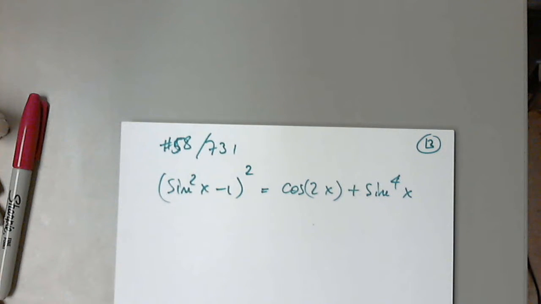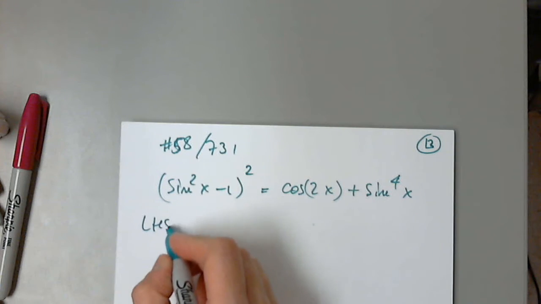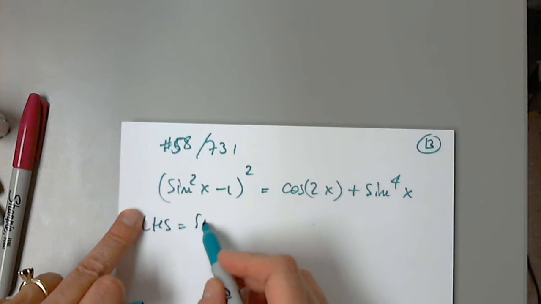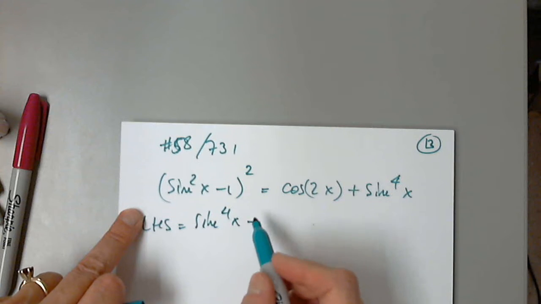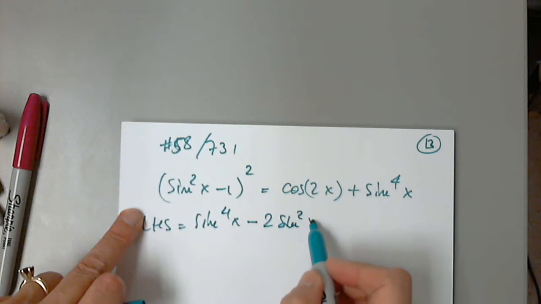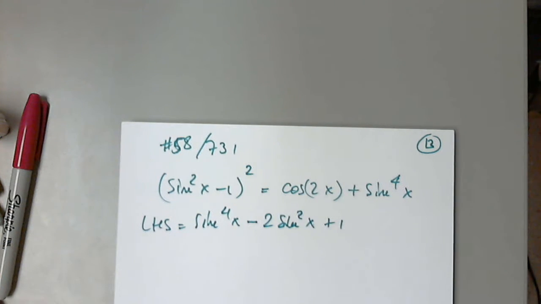Sometimes we may have to simplify both. This time, in this problem, I think I'm going to start on the left-hand side. And I'm going to square this as sine to the 4th x minus 2 sine squared x plus 1.